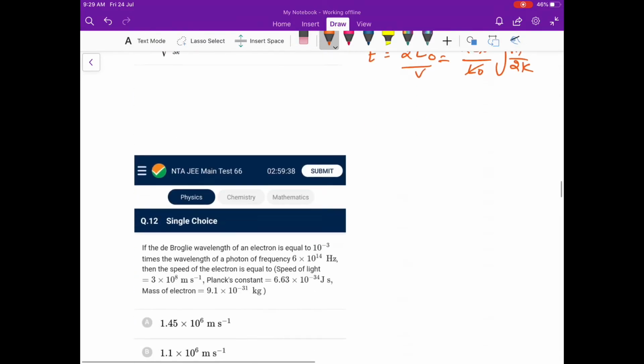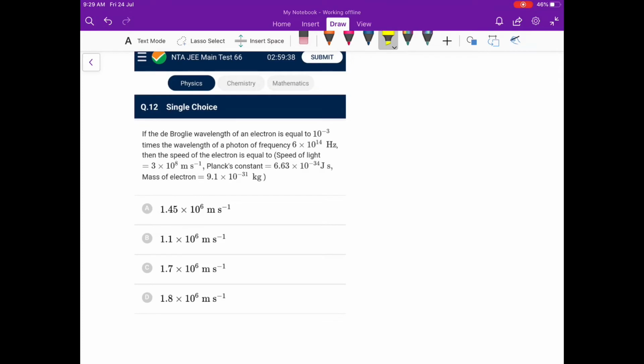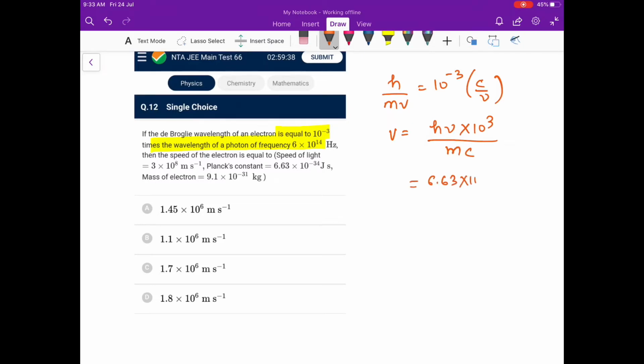Again, a very nicely designed question. If the de Broglie wavelength of an electron is equal to 10 to the power minus 3 times the wavelength of a photon of frequency 6 into 10 to the power 14, then the speed of the electron is, okay, de Broglie wavelength of electron is h upon mv, that is 10 to the power minus 3 times the wavelength, which is c by nu. So what we have is v as h nu times 10 to the power 3 divided by m into c. So h is 6.63 into 10 to the power minus 34, nu is 6 into 10 to the power 14, into 10 to the power 3, divided by m. M is 9.1 into 10 to the power minus 31, and c is 3 into 10 to the power 8. So this is 2.